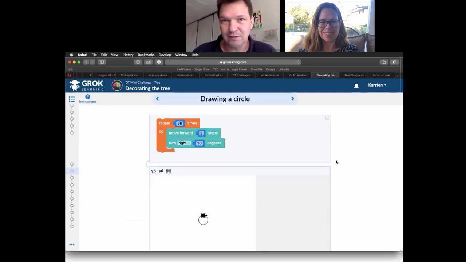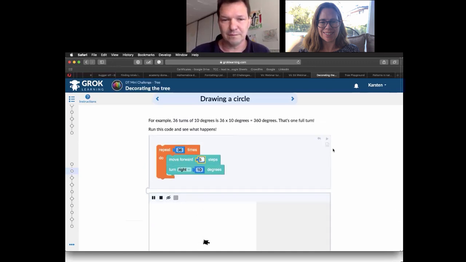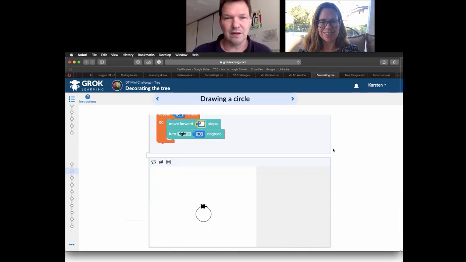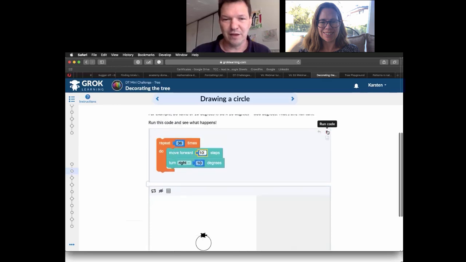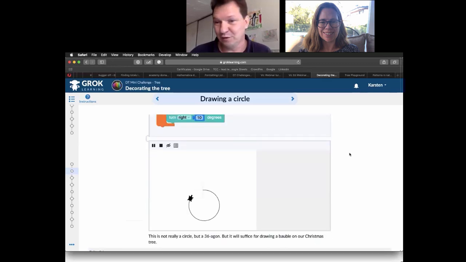We're drawing a line. Okay, but a very short line. And then we're turning the turtle by a few degrees. And if you remember, a circle has 360 degrees. And 36 times 10 is 360. I can make the circle bigger by, for example, putting a 5 in here. Okay. See that? And let's see if I can make it even bigger. Let's see what happens if I put a 10 in here. Let's see if I'm staying on the canvas. Yes. Right. So we can make nice circles and fill them with color later on.